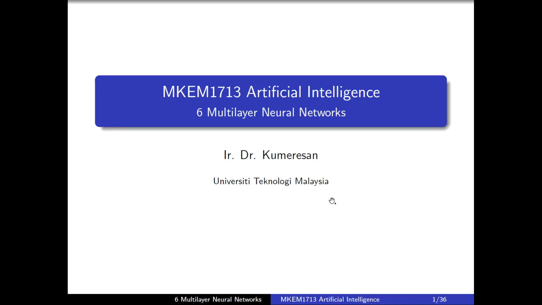Hi, this is Module 6, Multilayer Neural Networks. In Module 5, we studied the perceptron in particular, where we saw that it is just either one neuron or a layer of neurons, and it could not solve complicated problems or nonlinear problems such as the XOR problem.